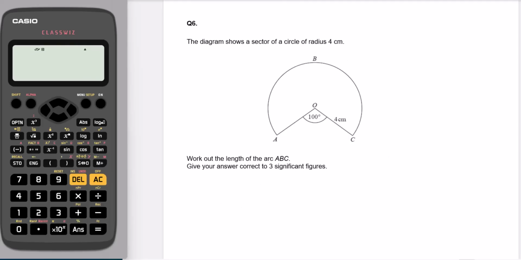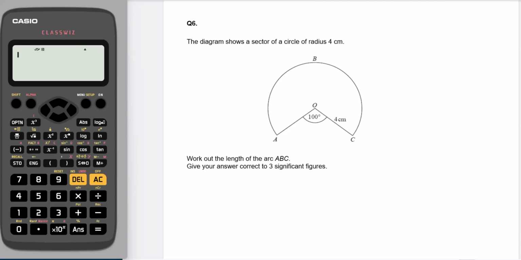Next we have arc length. The diagram shows a sector of a circle of radius 4 centimeters. Work out the length of the arc ABC, give your answer correct to 3 significant figures. So you need to round your answer at the end. Make sure you don't round it beforehand, otherwise you might lose accuracy, so it's always best to round it at the end.